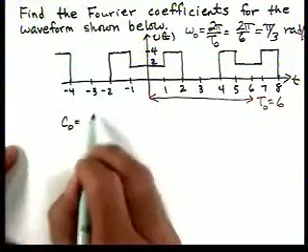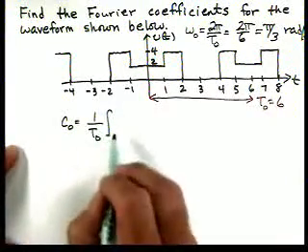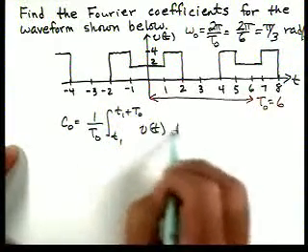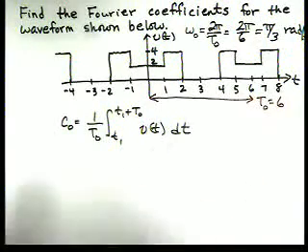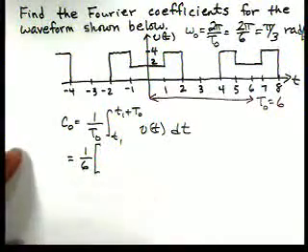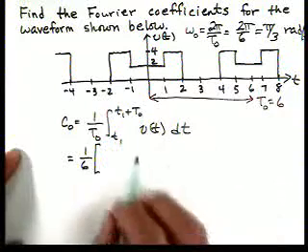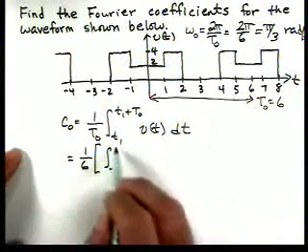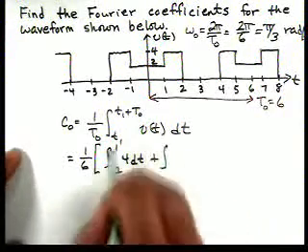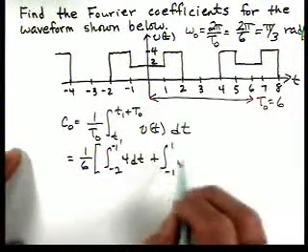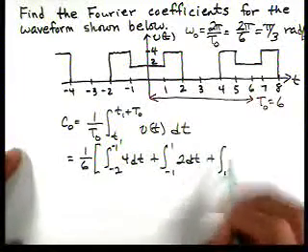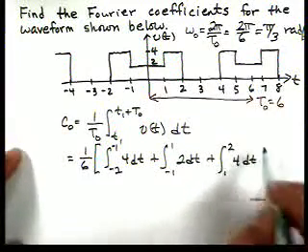So C0 is 1 over T0 times the integral from T1 to T1 plus T0 of v of t dt. Now if we look, we have 1 over 6. And now I'm going to integrate from minus 2 to 2. From minus 2 to minus 1, the function has a value of 4. Then from minus 1 to 1, the function has a value of 2. And then from 1 to 2, the function has a value of 4.